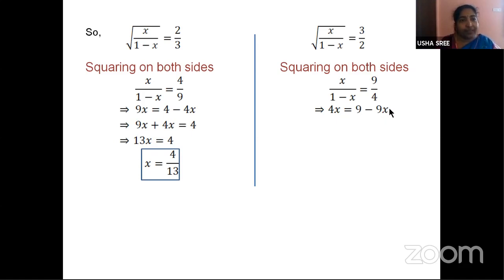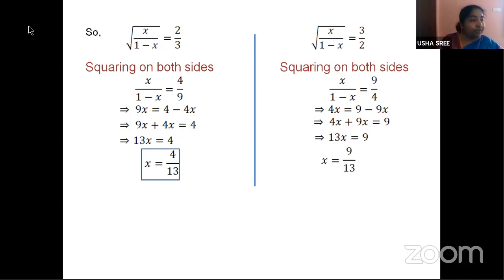Now here again we will get all the variables to one side, that means our left hand side, right? 4x, this 9x, it's coming this side, so plus 9x is equal to 9. 4x plus 9x is what? 13x, isn't it? So 13x is equal to 9. So x is equal to 9 by 13.